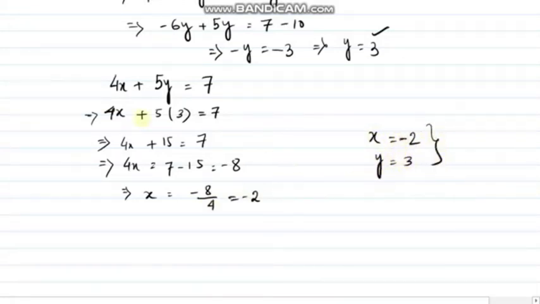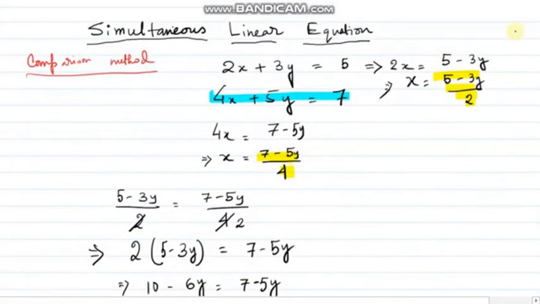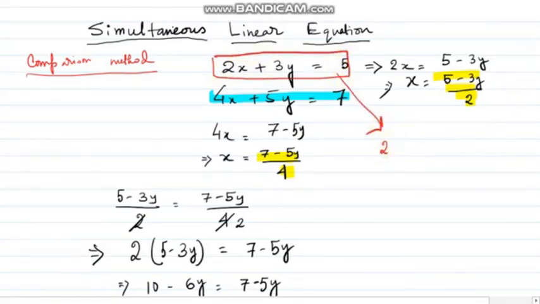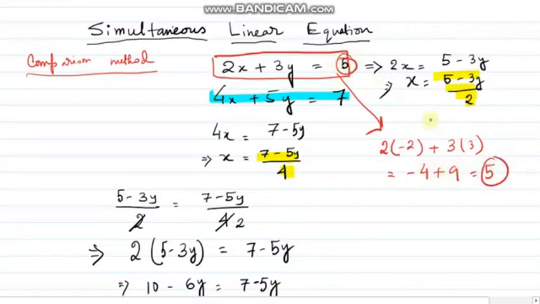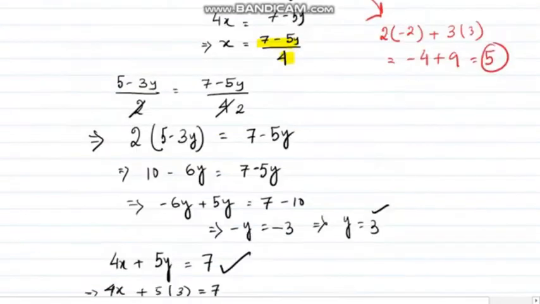After finding the values, I have used the second equation, right? It's mandatory to put the values x equals minus 2 and y equals 3 in the other equation. So in this equation, if I put the values of x and y, x was coming minus 2 and y is 3. So it will be 2 into minus 2 plus 3 into 3. So minus 4 plus 9, which is equal to 5. I am getting the right hand side, so my answer is correct. Please do check this value.